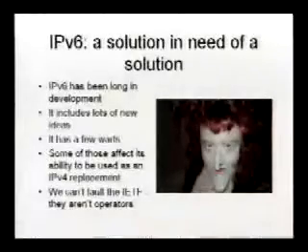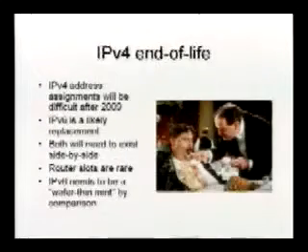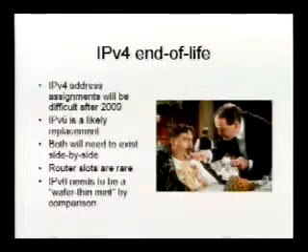So IPv6 has been in development for a long time, it has a few warts, and some of those are actually affecting the ability for deploying IPv6 as an IPv4 replacement. We can't really fault the IETF, they're not operators, but we do need to do something about it. There's not a lot of router space, not a lot of router slots available for doing dual core. In order to actually deploy IPv6, it needs to be like a wafer-thin mint as opposed to a really big meal.